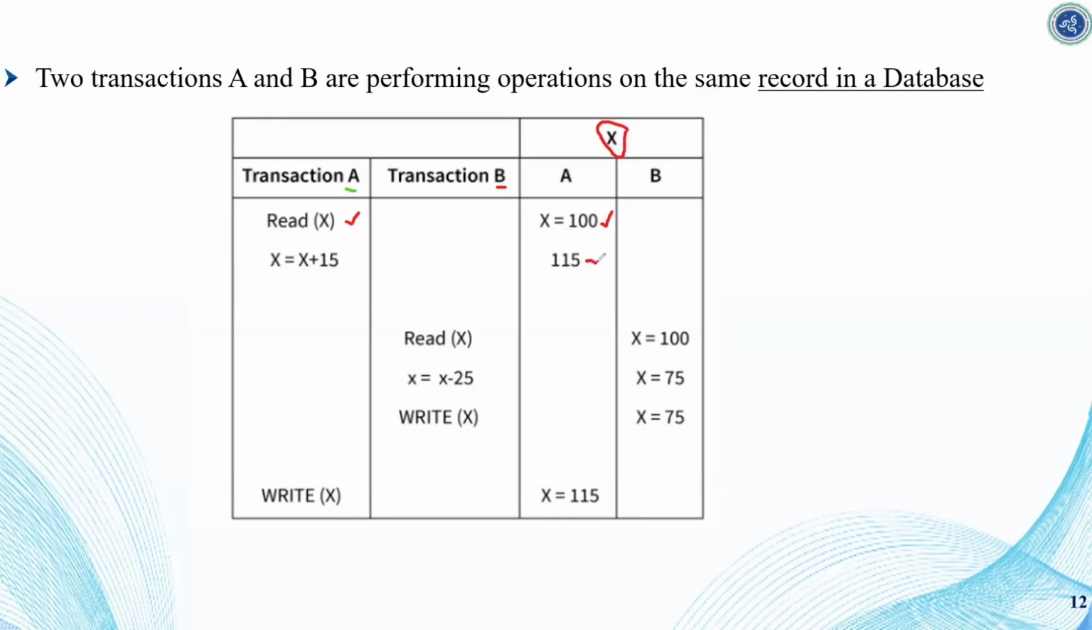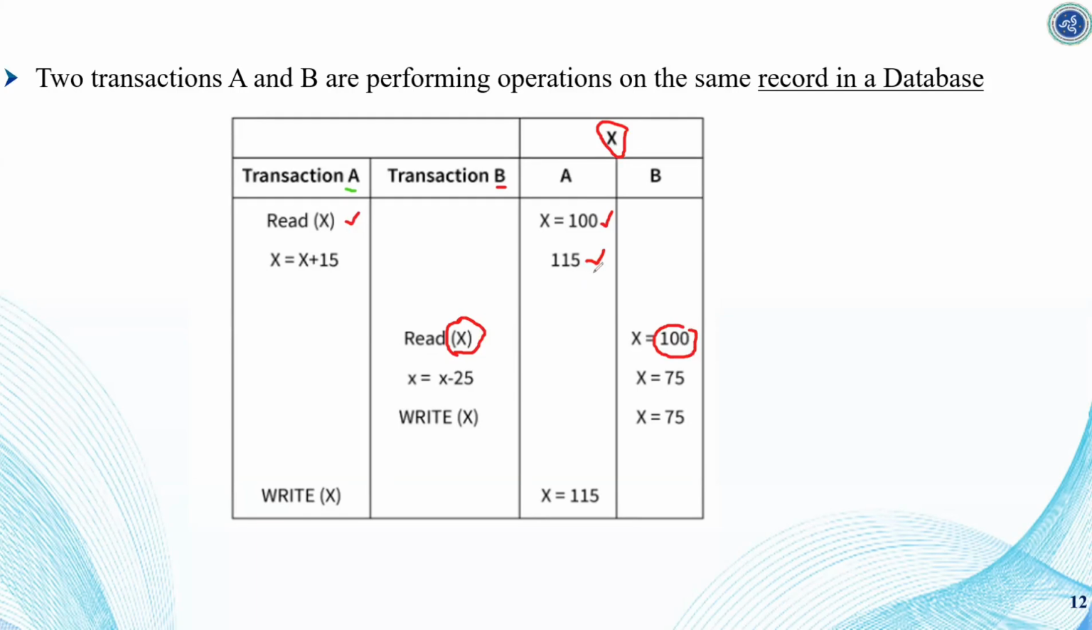In transaction A we will get the value as 115, so 100 plus 15 is 115. At the next instant, before committing or ending this transaction, another transaction comes into place and tries to read the same object X. So what will be the value that transaction B is getting for X? It will get the value as 100.